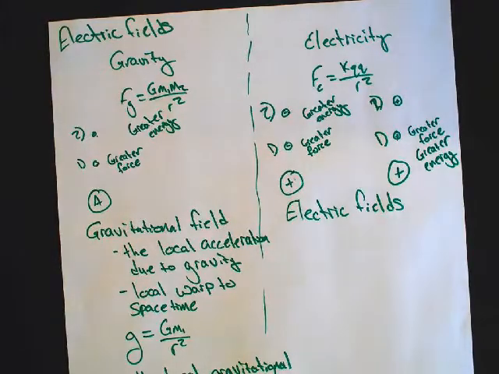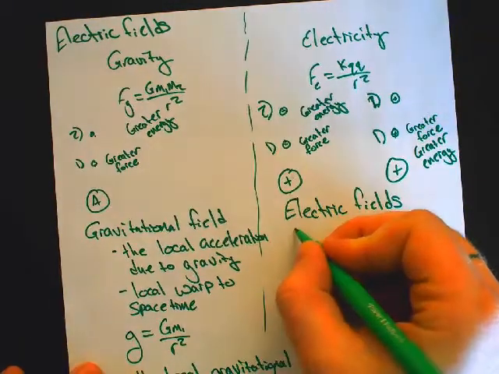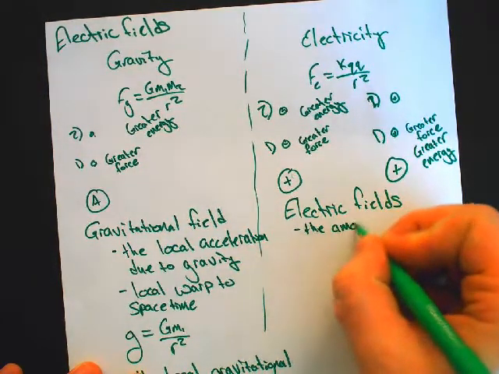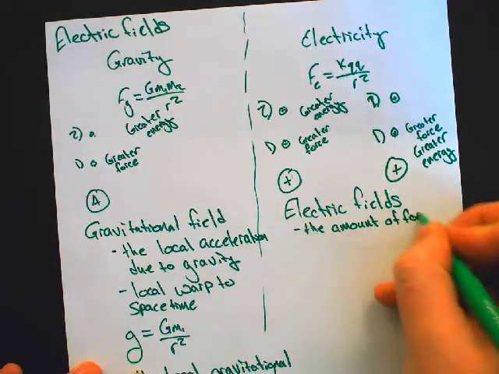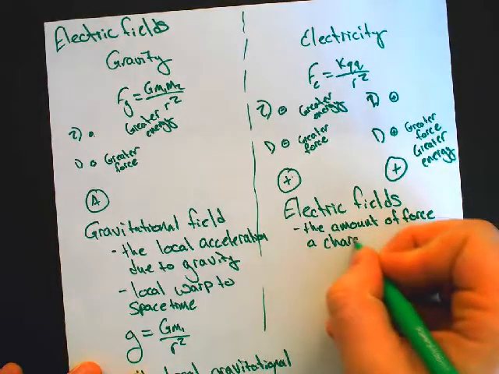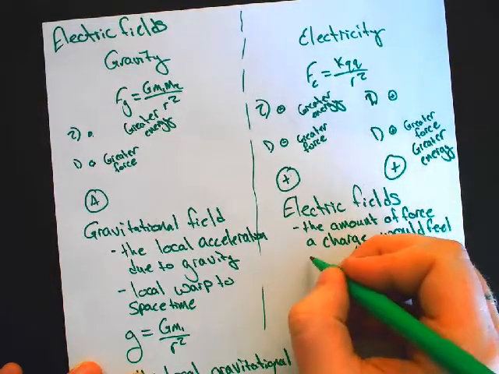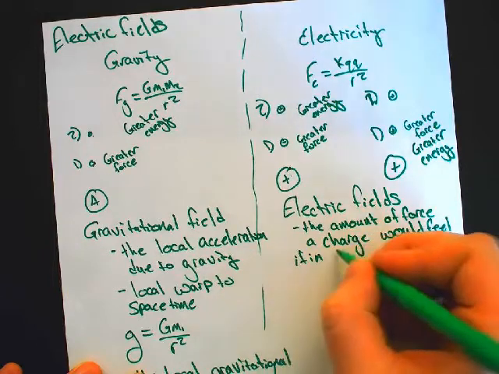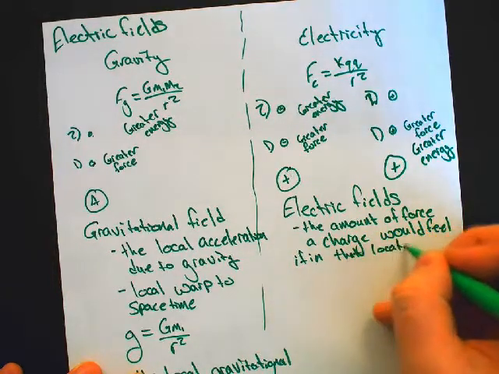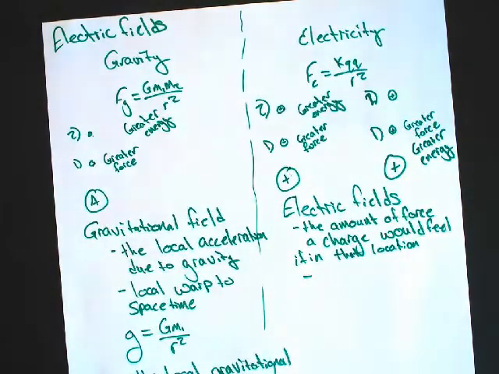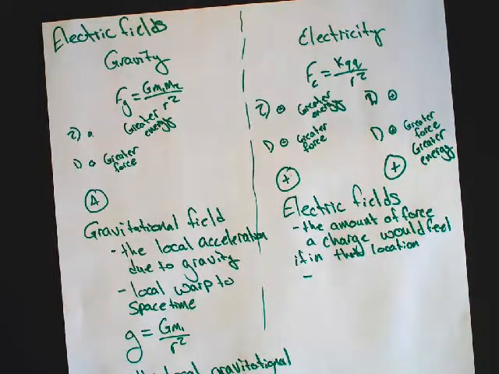So, talking about an electric field. An electric field is the local amount of electric force that a charge would feel if it was in that location. It is the local intensity of an electric field at that point.